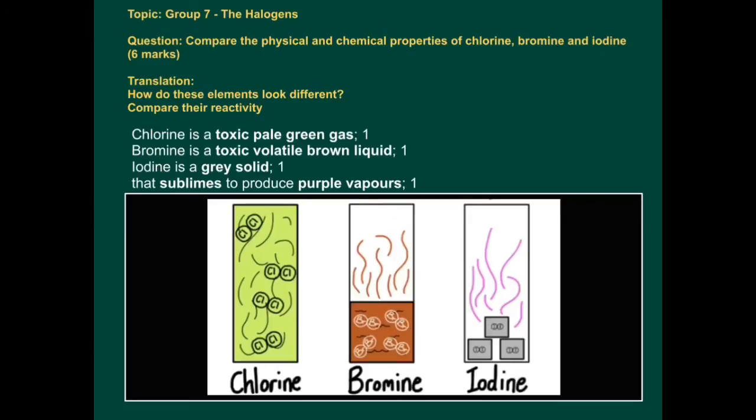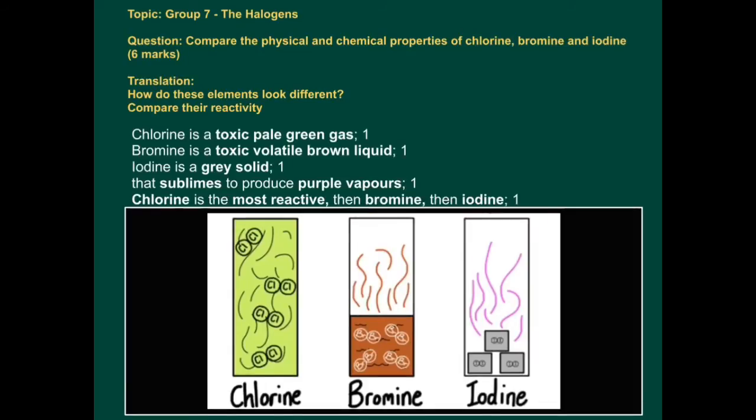Iodine sublimes to produce purple vapors. So in other words, the iodine will go from a solid to a gas state without turning into a liquid first, but the gas it produces is purple. Students often get confused and say iodine is a purple solid. It's not. It's grey, but the vapors are purple. So that's the physical properties.